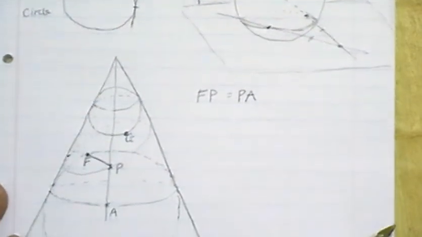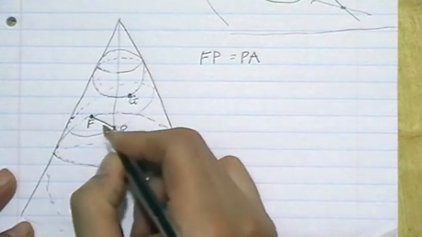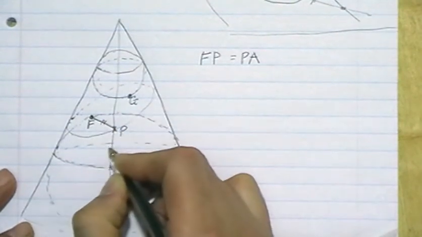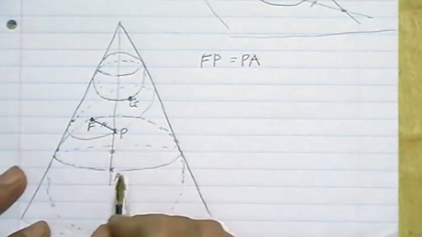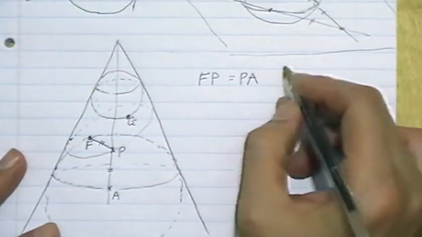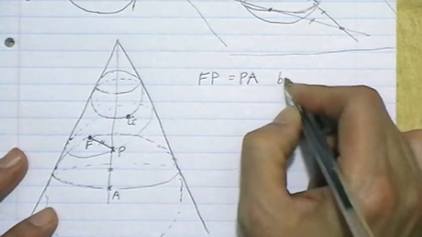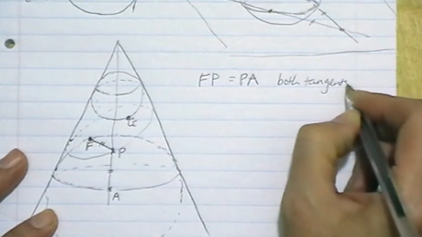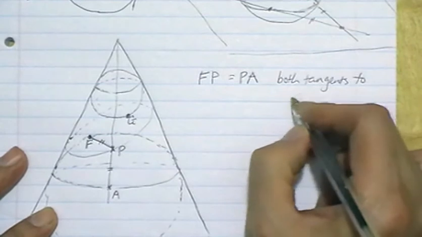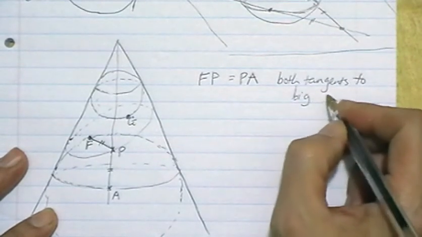So therefore, these two lines must be equal. Right? So FP is equal to PA because they are both tangents to the big sphere.